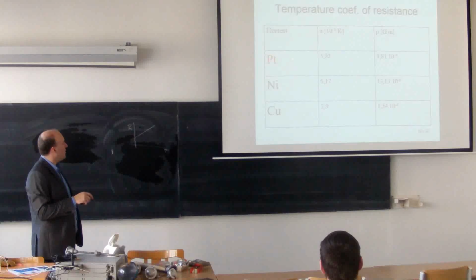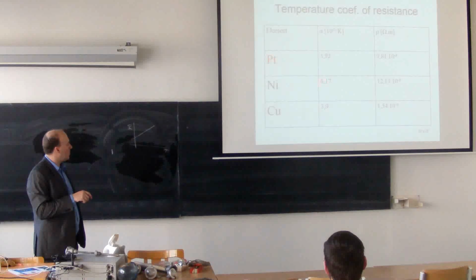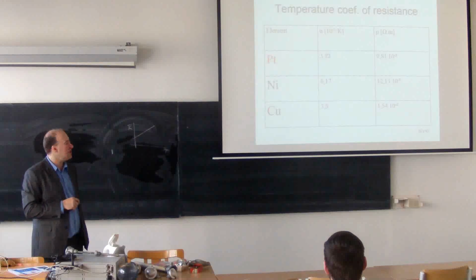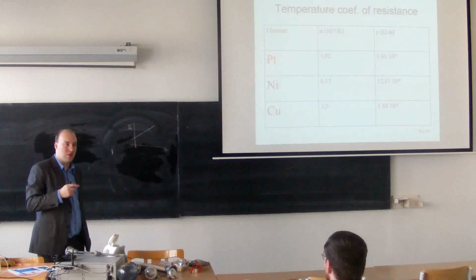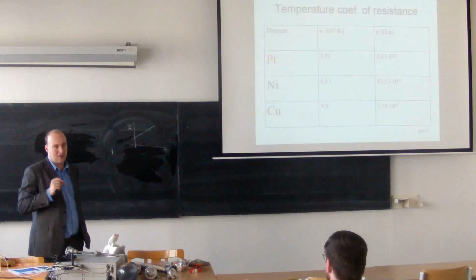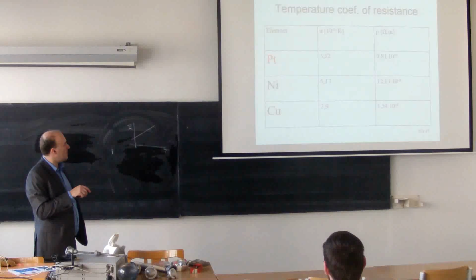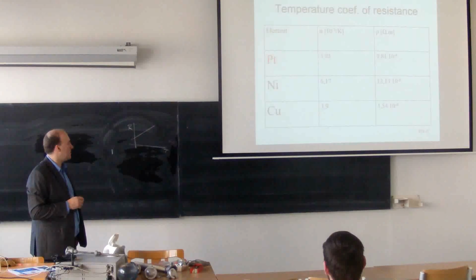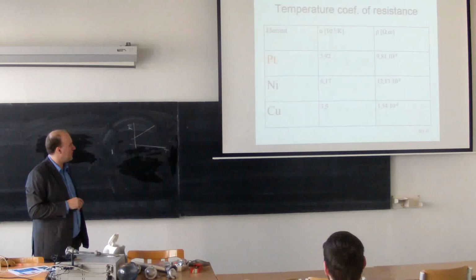So let's start with platinum, 3.92. If you just look at the code, you see nickel, 6.17. You will see that it has a higher sensitivity, but with a limited range. Copper has approximately the same temperature coefficient of resistance as platinum, and it's less expensive. If you compare resistivity, here you have 9.81.